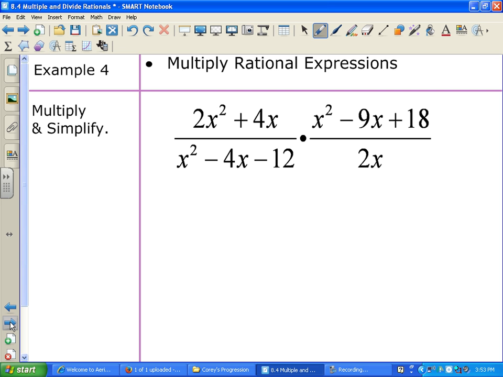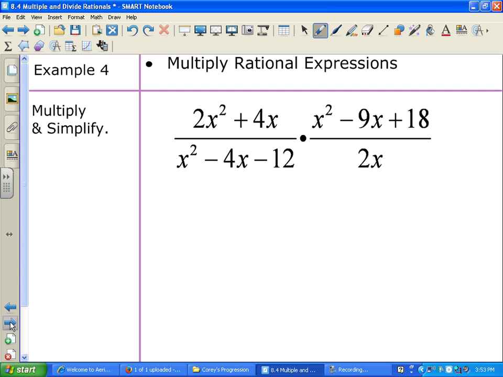Whew. That's a big one. 2x squared plus 4x over x squared minus 4x minus 12 times x squared minus 9x plus 18 over 2x. All we do today, factor first, then simplify. Break it down in parts.